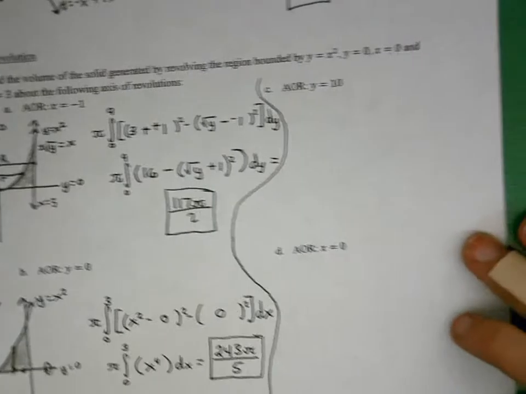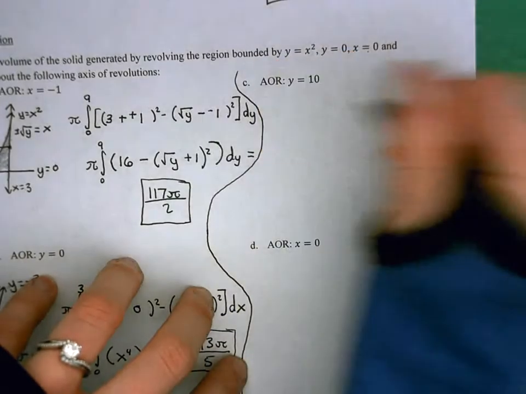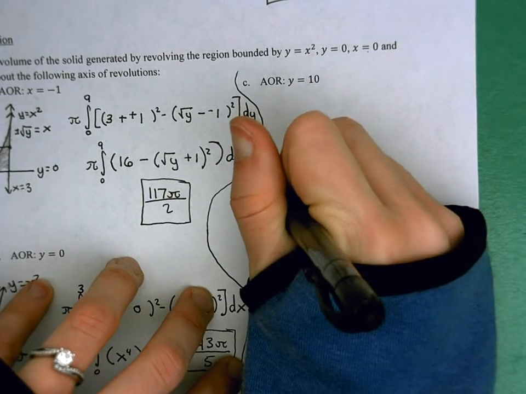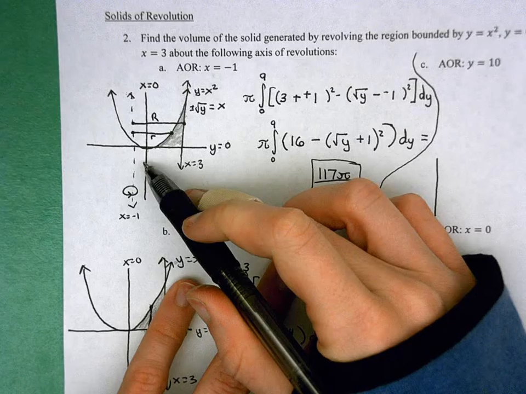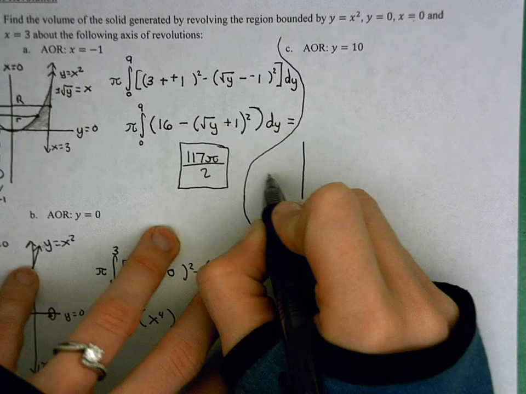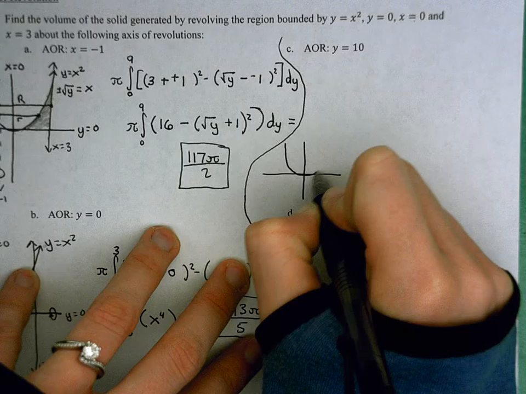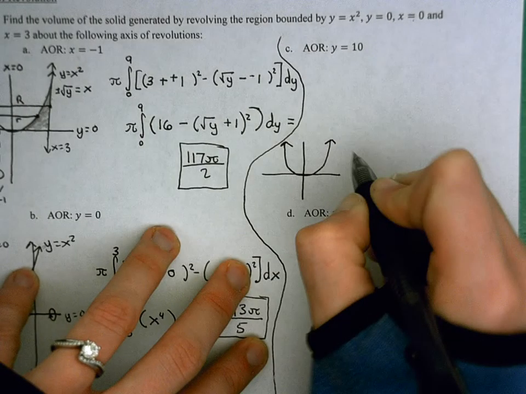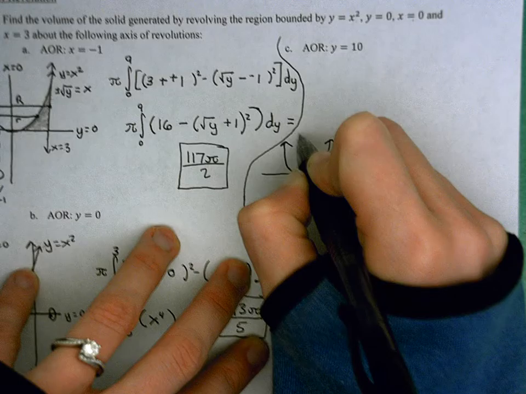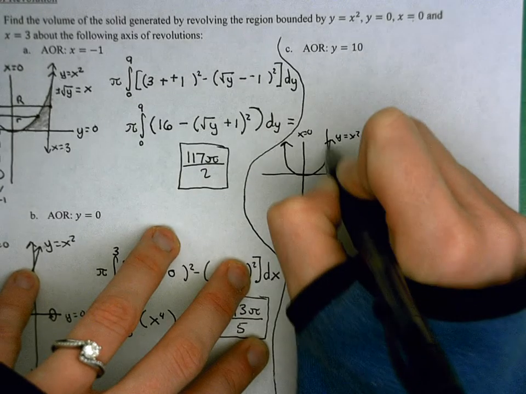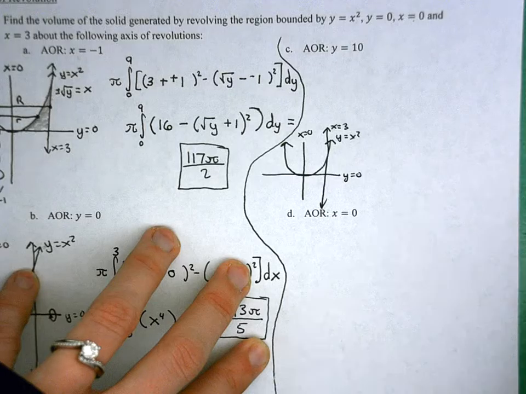C, we are revolving the same region around y equals 10, so I'm going to go ahead and sketch that graph in. Actually, because I ran a little bit out of room, I should have slid this initial graph over slightly. I'm going to go ahead and sketch it down here. So we have our y equals x squared, our y equals 0, our x equals 0, our x equals 3, our shaded region.